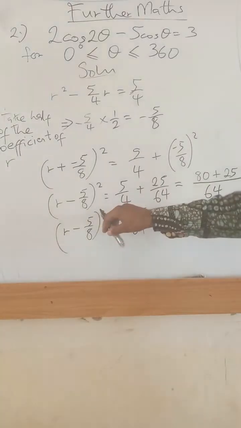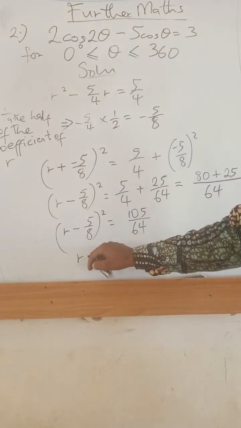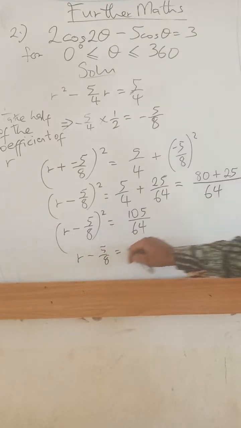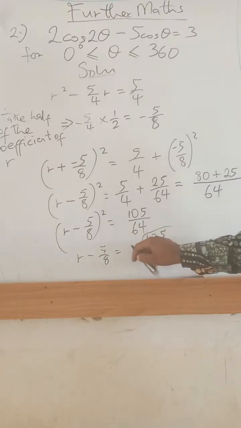Okay, so to get rid of the square, take the square root. That means taking the square root of both sides gives you the square root of 105 over 64. And then you put in a plus or minus here.